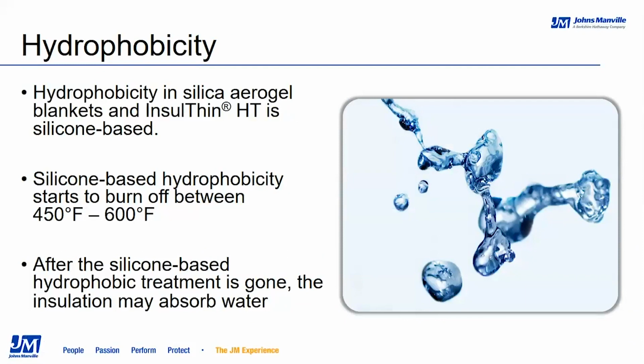Now, this hydrophobic agent will begin to oxidize and burn off at about 450 degrees to 600 degrees Fahrenheit. At these temperatures, the longevity of the hydrophobic agent is based on time and temperature, similar to thermal shift. So the hotter the pipe and the longer the insulation is exposed to it, the more rapidly and thoroughly the silicone-based hydrophobic agent will burn away. Once the hydrophobic agent is gone, the insulation may at that point absorb any water that infiltrates the system.